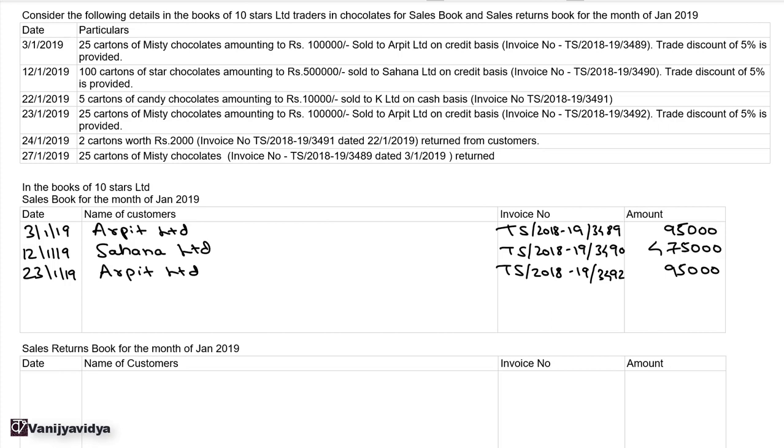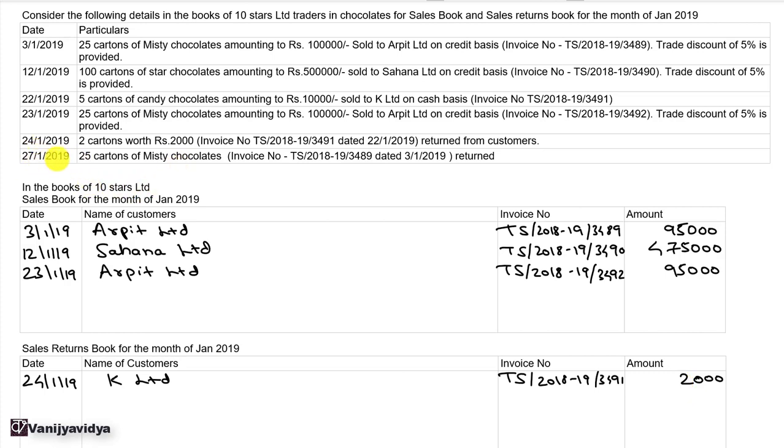Now the original sale was on cash basis, so it was recorded in the cash book and it's not recorded in your sales journal. But in case of the sales return book, all the sales returns are recorded, irrespective of whether the original sale was on cash basis or credit basis. So let us record this. On 24 Jan 2019, name of the customer is K Limited, invoice number is TS 2018-19 3491 and amount is 2000.